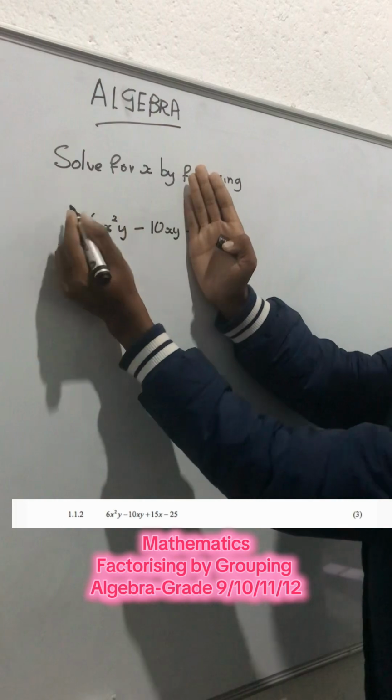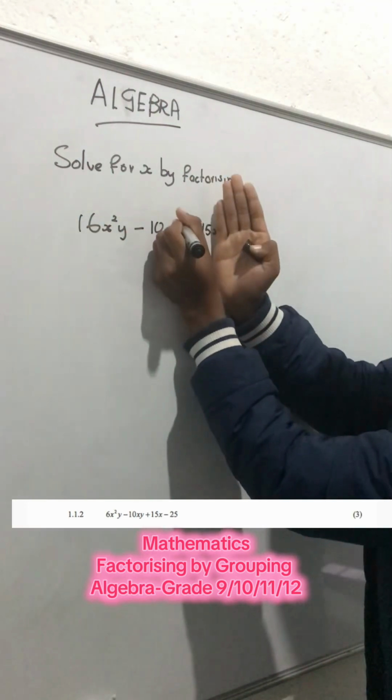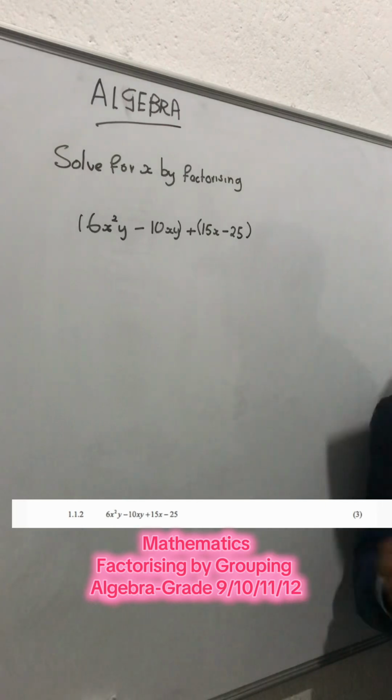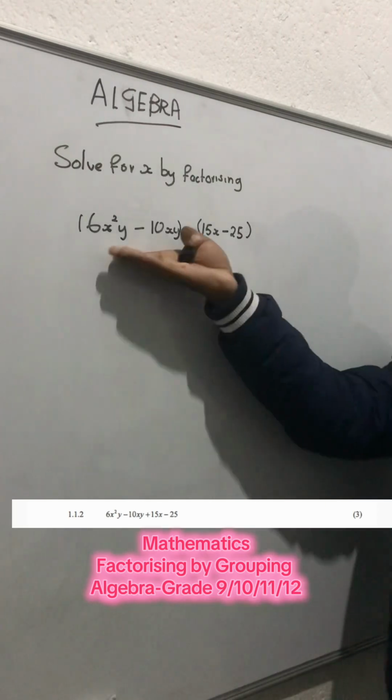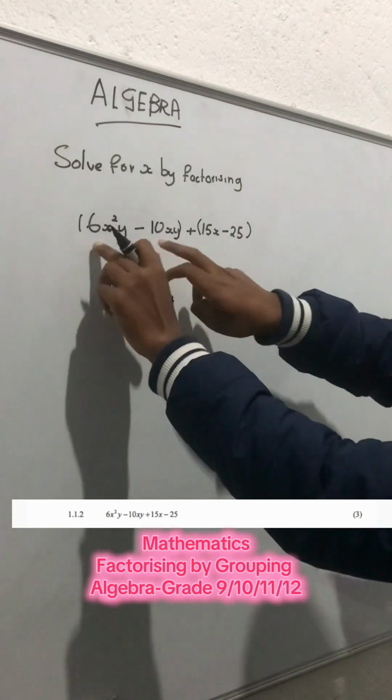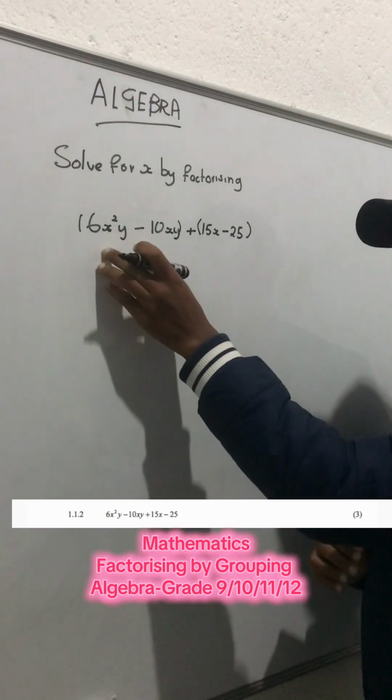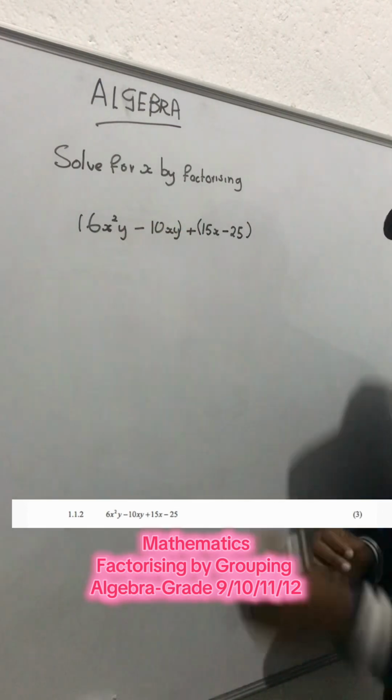So let's start by grouping this one and this one. I group this one and this one. I also group this one and this one. So that's your first thing. Group them if you are given a polynomial like this. Now, let's look at this first bracket. Now, the second thing that we're gonna do is to look for common factors here.